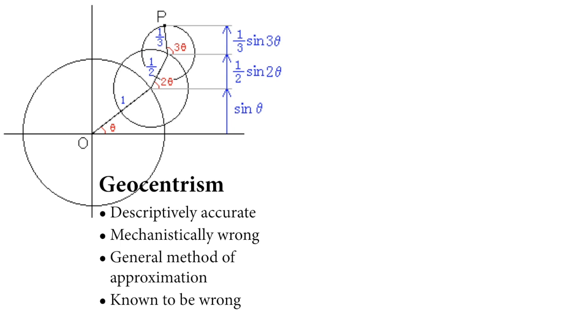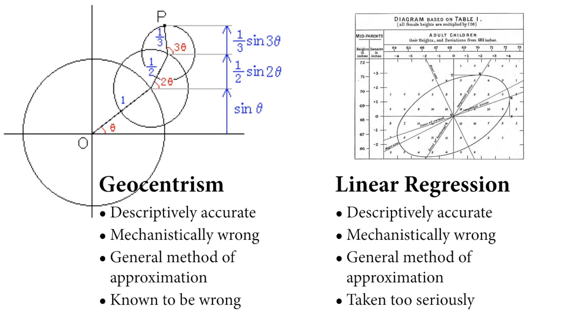So they're known to be wrong in an explanatory sense, and yet they can be incredibly useful for prediction, these sorts of geocentric models. And I want to analogize this to the topic of this week's lectures, which is linear regression, which is also descriptively accurate. You can describe all manner of associations between observable variables with linear regressions, but it's also mechanistically wrong in the sense that nature is not composed of a bunch of little straight lines that connect variables to one another. But it's a general method of approximation.